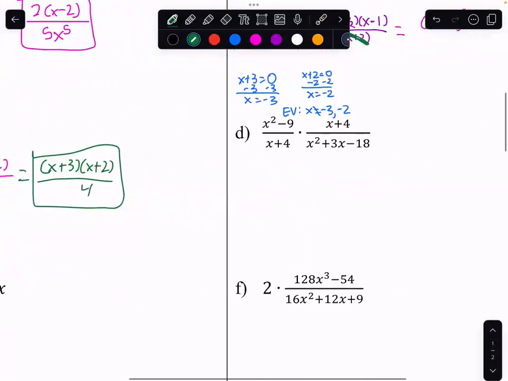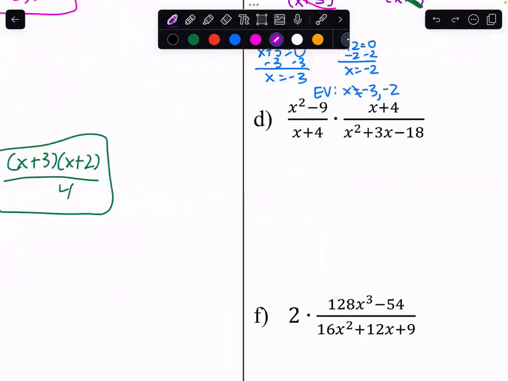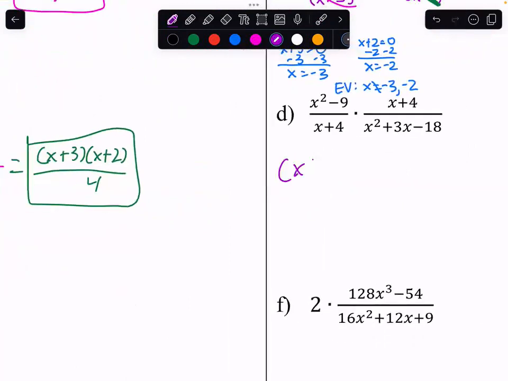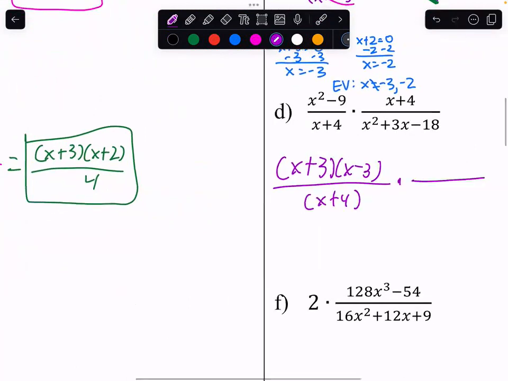And then over here, we've got a lot of factoring to do. X squared minus 9 is a difference of perfect squares, x plus 3 over x minus 3. Denominator is a 1x to the 1st, but I'll just wrap it in parentheses. X plus 4 is already fully factored. But this one we can factor into x plus 6 times x minus 3.